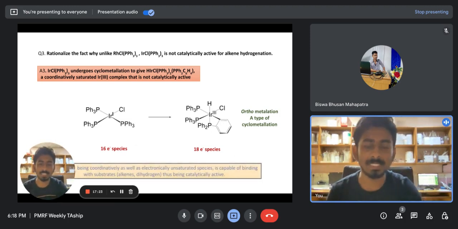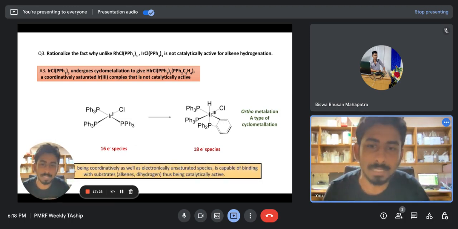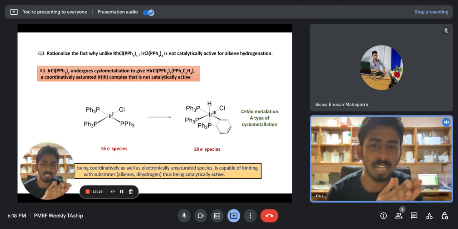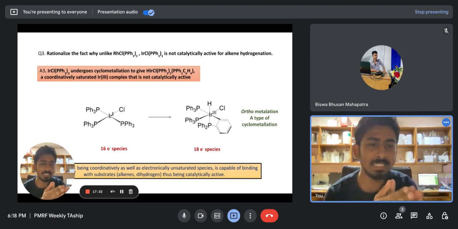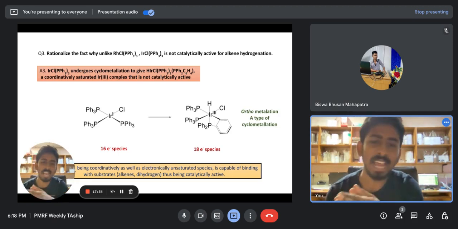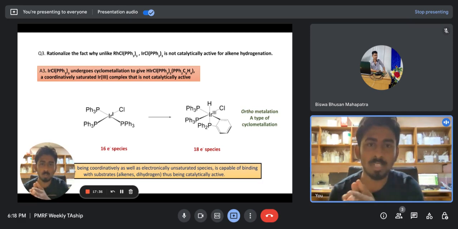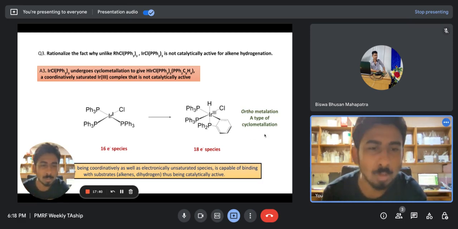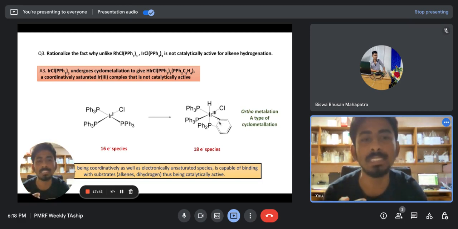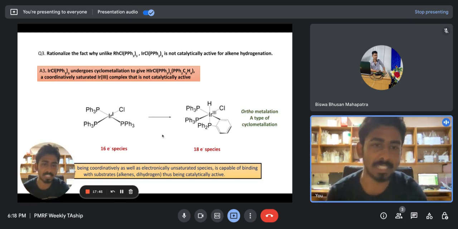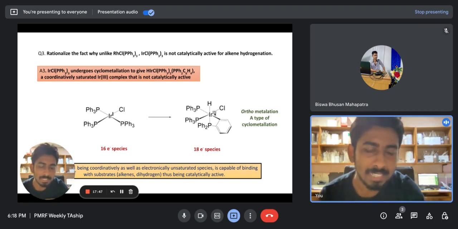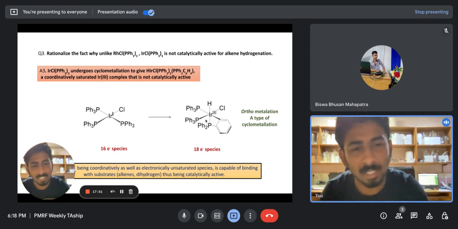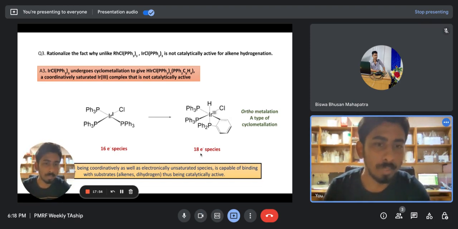Such is not the case in the rhodium complex. The rhodium complex is also coordinatively and electronically unsaturated, but in that case it is capable of binding to a substrate, that is alkene or dihydrogen. Thus the rhodium complex remains catalytically active. It does not produce such a cyclometallated species in this catalytic cycle. But in case of iridium, it is going from 16 to 18 electrons.